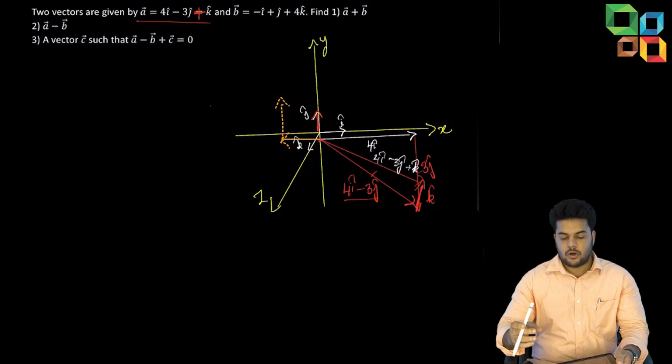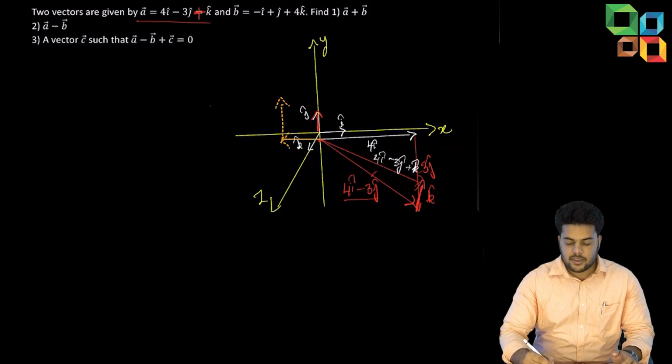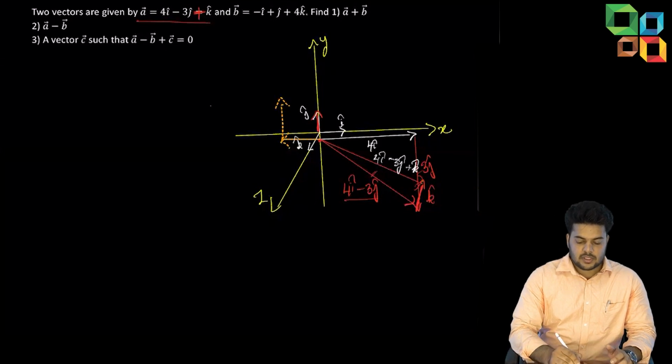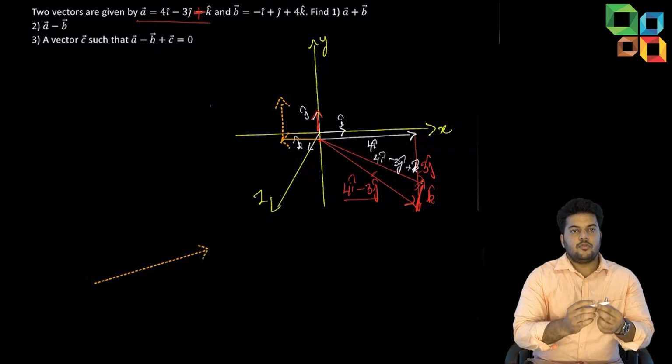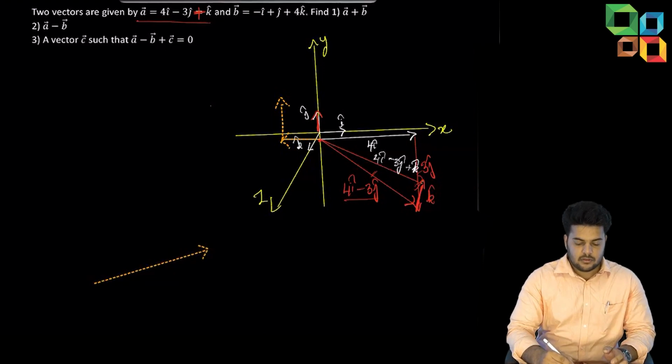So what you do is, you'll have to move that vector to the head of the first vector, the A vector. That's what I told you, no? See, suppose this is the A vector. Move the B vector to the head of the A vector.